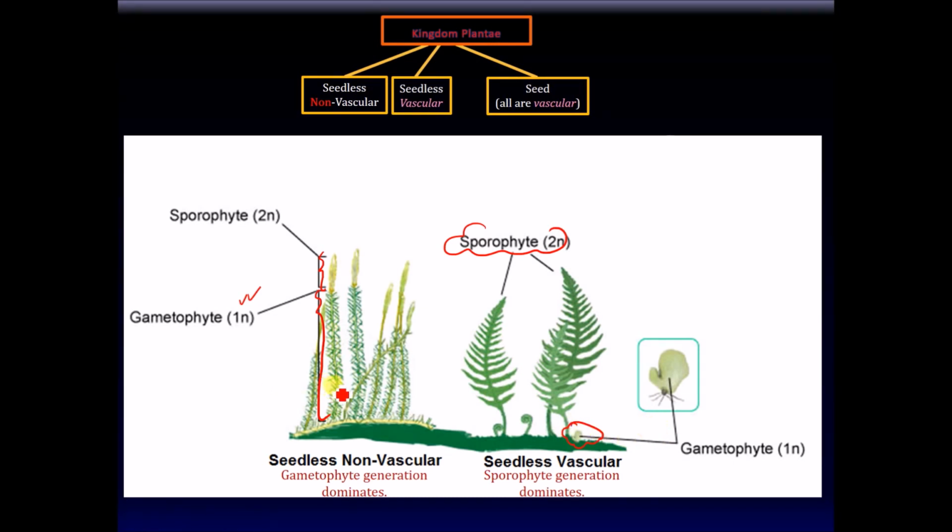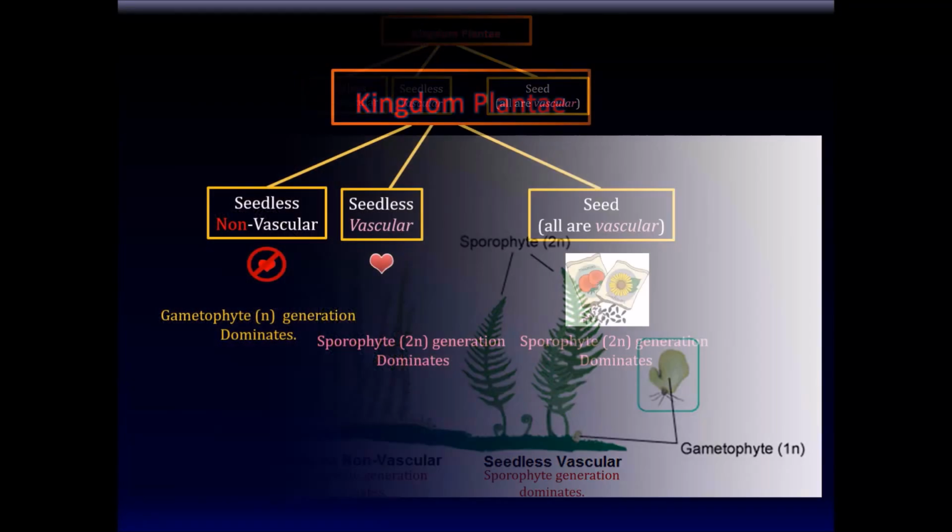The moss, for example, is a very primitive plant, and the majority of the plant, if you were to put a hand on the moss, would be the gametophyte generation, and the sporophyte generation is a very small part of the plant and its life cycle. Whereas in the more advanced plants, it is the sporophyte generation that dominates.